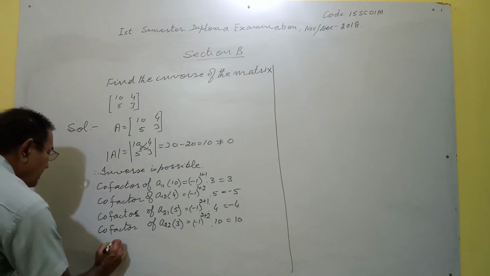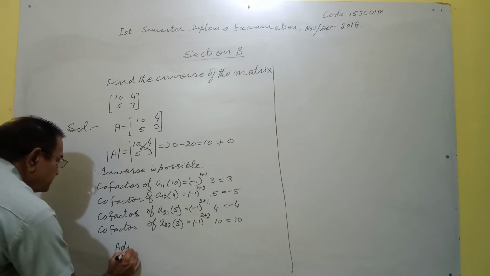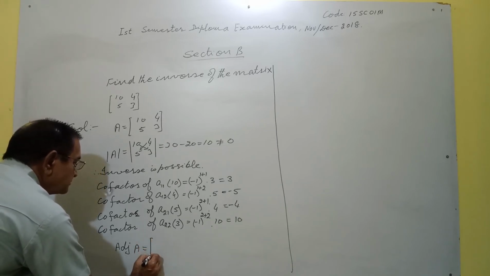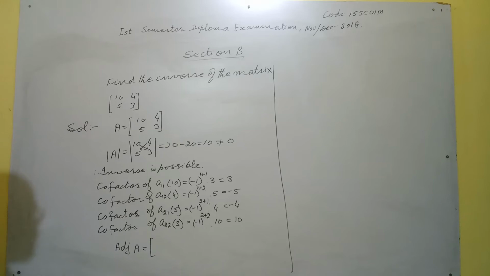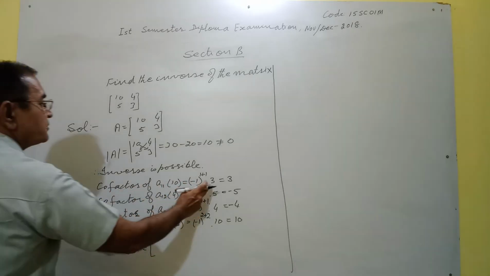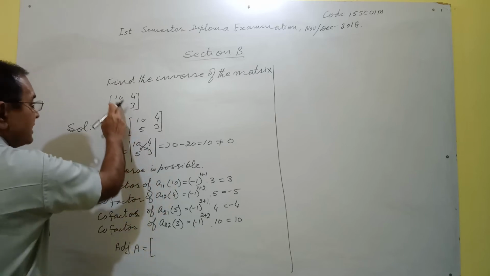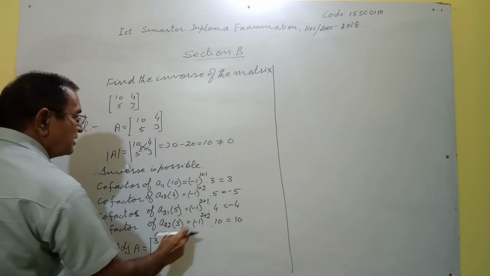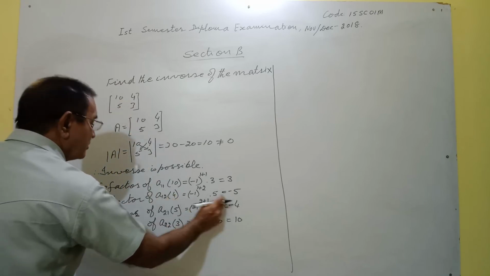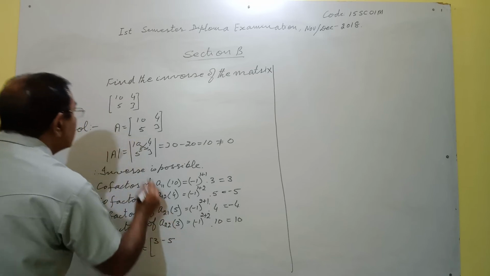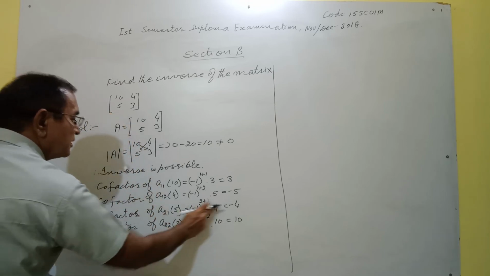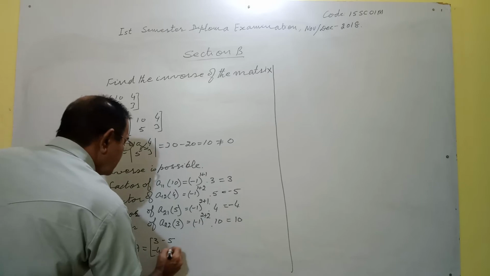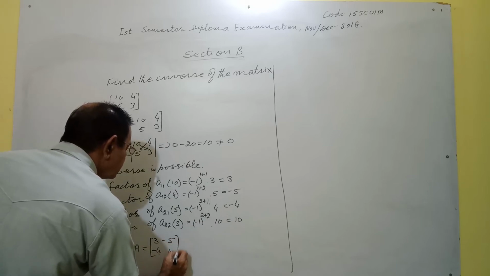Now write down adjoint. Adjoint A equals transpose of cofactors. Transpose of: cofactor of 10 is 3, cofactor of 4 is minus 5, cofactor of 5 is minus 4, cofactor of 3 is 10, transpose.